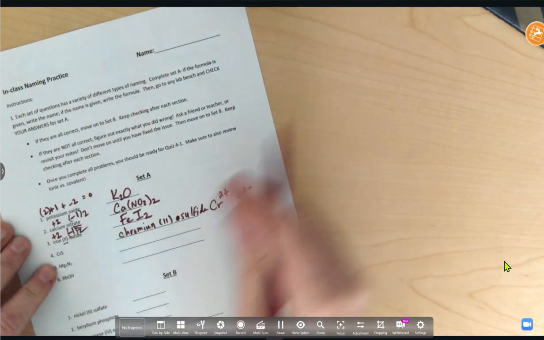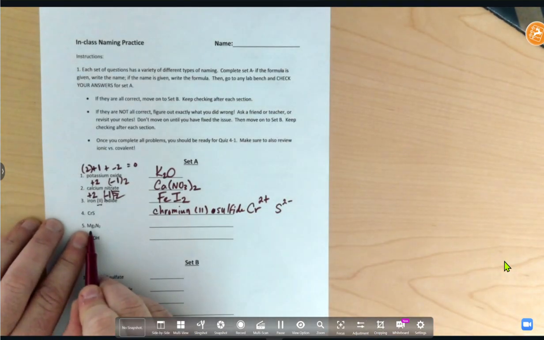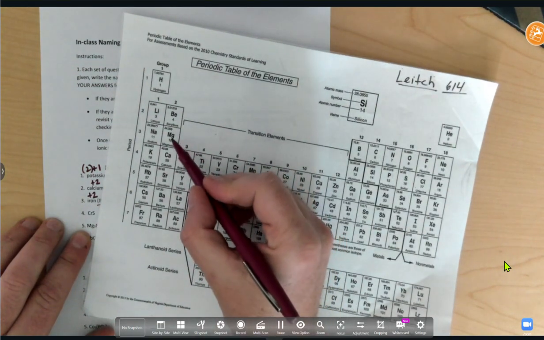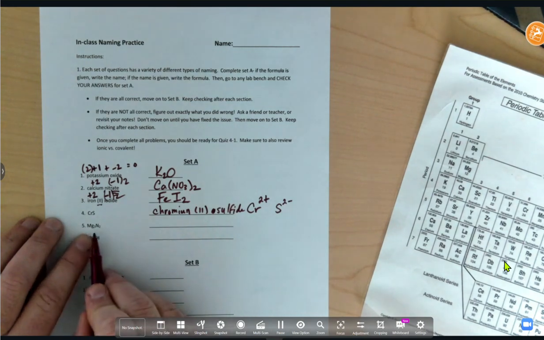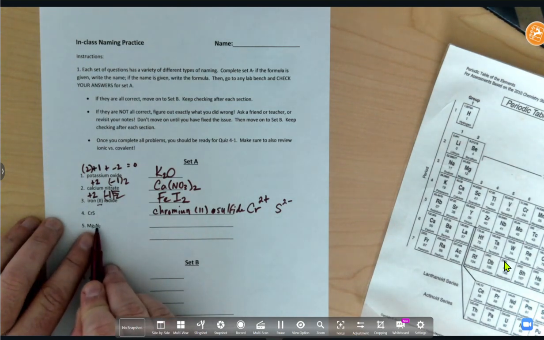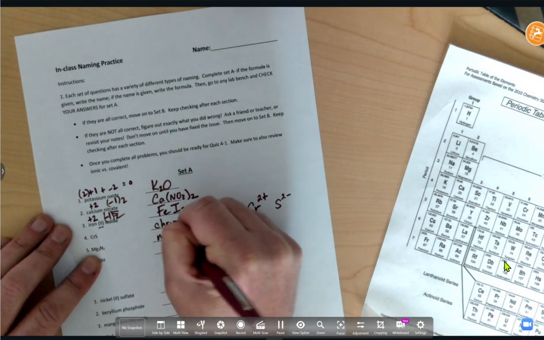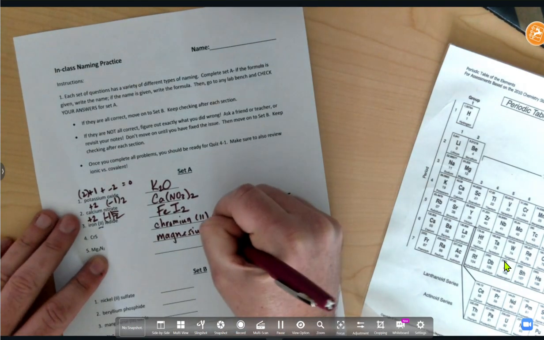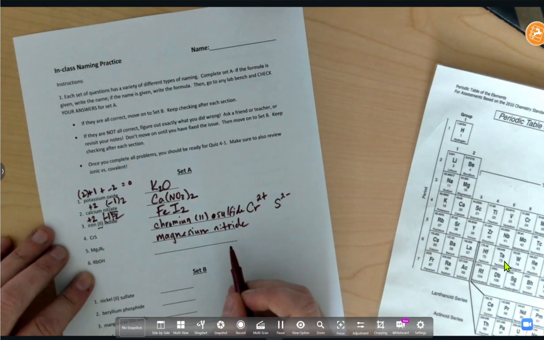All right, so the next one, Mg3N2. Okay, first thing I have to do before I can name it is find magnesium on the periodic table. Oh, there it is in group 2, so we don't need a Roman numeral. I know that I don't have a polyatomic ion because there's only 2 elements, magnesium and nitrogen. So when I name it, I just write the name of the metal, magnesium, and then the name of the anion that's made from nitrogen, which is called a nitride ion. So this is just magnesium nitride.